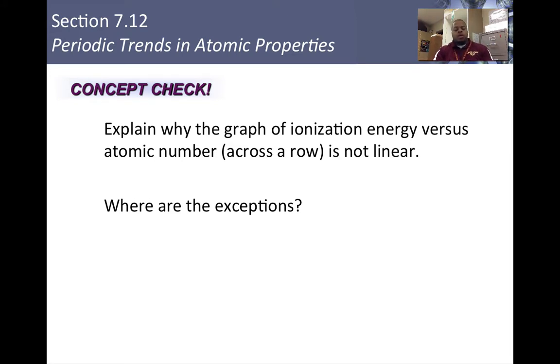Okay? Now, explain to me, why does the graph of ionization energy versus atomic number not linear? What are the exceptions? So for that one, you actually can use your textbook. The graph that I presented to you on the slide is actually a part of your textbook in chapter 7. All this information is coming from chapter 7.